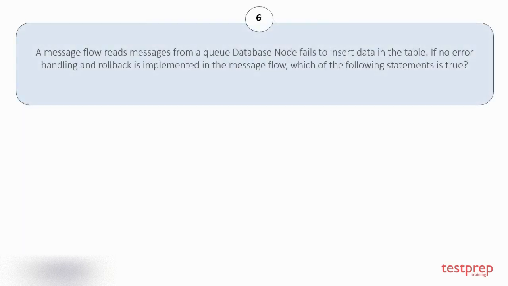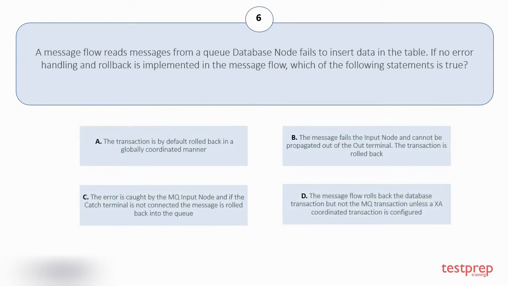Question number 6. A message flow reads messages from a queue, and a database node fails to insert data in the table. If no error handling and rollback is implemented in the message flow, which of the following statements is true? Your options are: A. The transaction is by default rolled back in a globally coordinated manner. B. The message fails the input node, and cannot be propagated out of the out terminal. The transaction is rolled back.